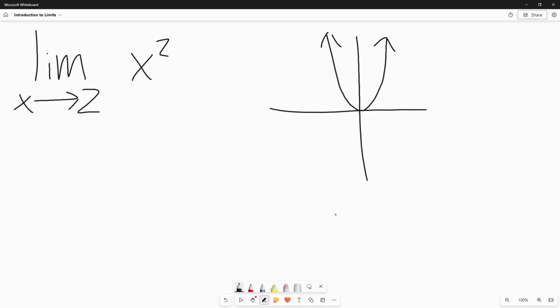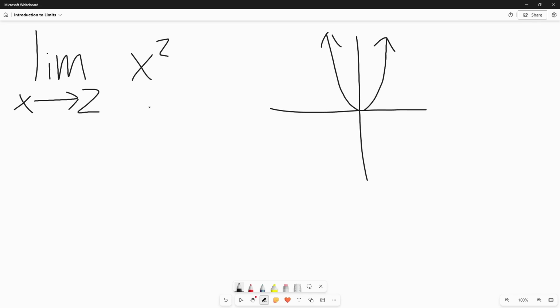So as I've written here, limit as x approaches 2, x squared. And what this means is that as we get x as close as we can to 2, what does x squared approach? And we can't just think about as x goes from 0 to 1 to 2, which means from the left side. We also have to think about what it approaches from the right side. So like 5 to 4 and then to 3.